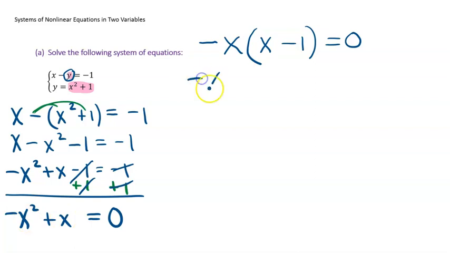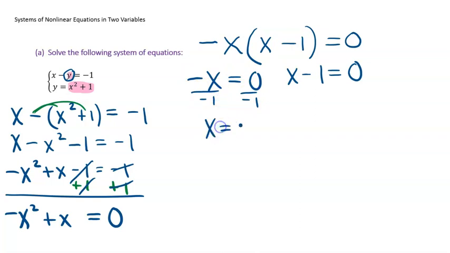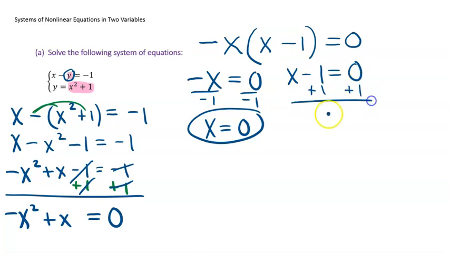So what do I do? I set each factor separately equal to 0, and I solve for x. Now to solve this first one, I divide both sides by negative 1, which seems kind of silly because that gives me x is equal to 0 still. 0 divided by negative 1 is 0. That is one of my solutions. I'm going to circle it, not that I'm finished. Add 1 to both sides here, and I get x is equal to positive 1.